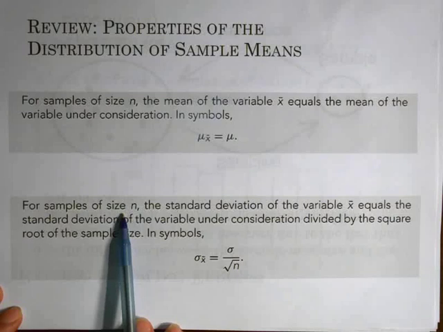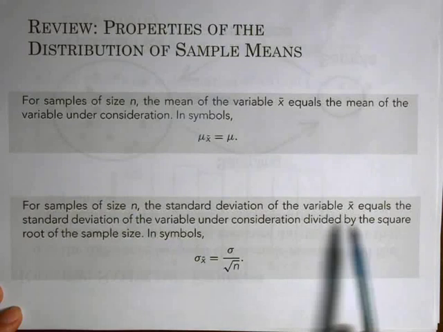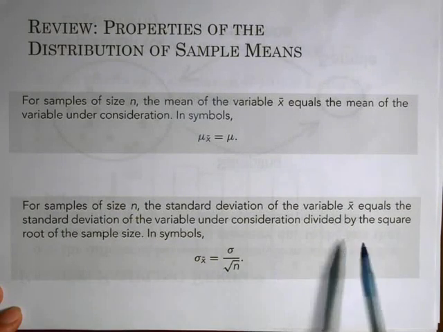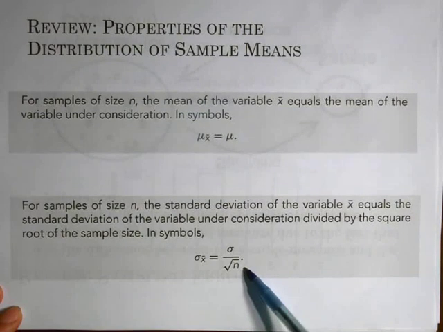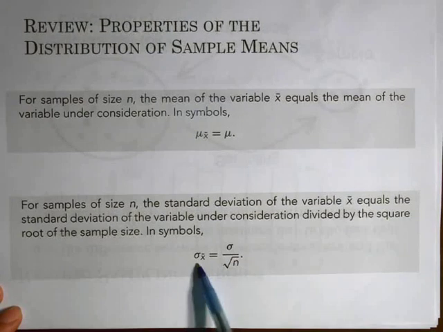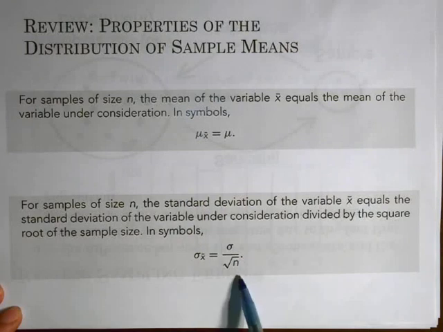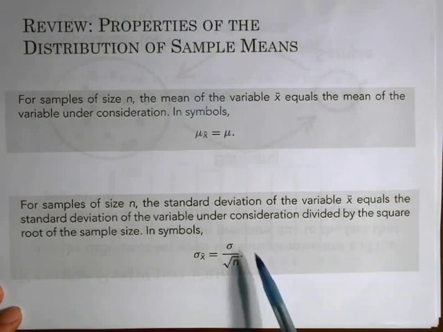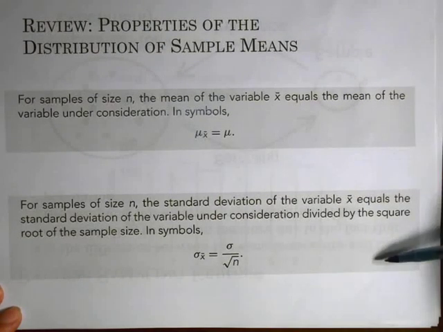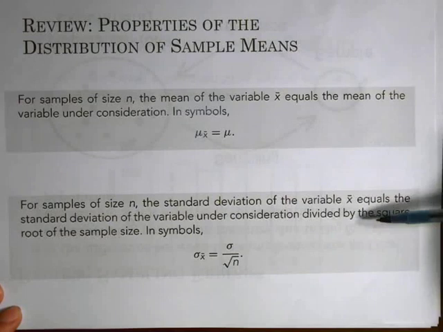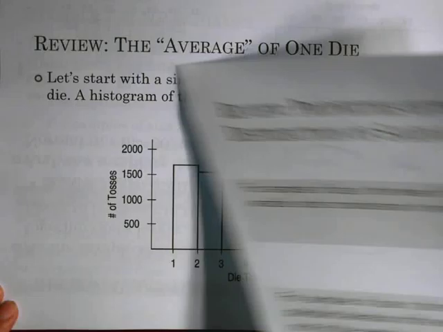For samples of size n, so for the 30 students in the class, the standard deviation of the mean equals the standard deviation of the variable that we're looking at divided by the square root of the sample size. So the standard error of the mean, how far off this estimate of the mean based on the sample could be, is the standard deviation of the population divided by the square root of the number of samples. And these are the two properties that govern what we've been talking about, and I think they're easier to understand in practice. So let's do some practice.